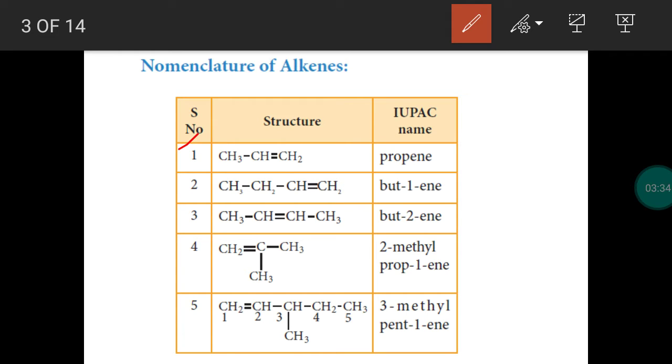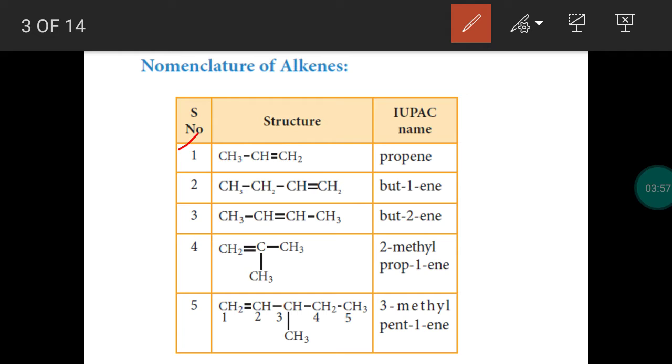CH3CH=CH2. So as I told, at least one double bond will be there between the carbon atoms in alkenes. So in the first member, do you find any prefix? Do you find any substituent or a branch? No. So prefix represents what? Name of the substituents or branches. We need not mention the prefix.